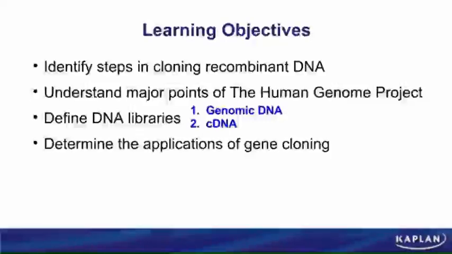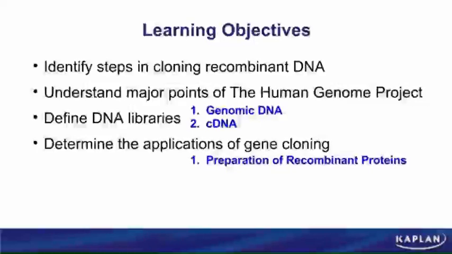And lastly, another major learning objective is determining the application of gene cloning. Once we get a gene in large amounts, what can we do with it? We'll talk about how the gene can be used to prepare recombinant proteins that you as a physician will prescribe in treating diseases. We'll also talk about a human gene that has been cloned to conduct gene replacement therapy. So these are the learning objectives of Chapter 6.